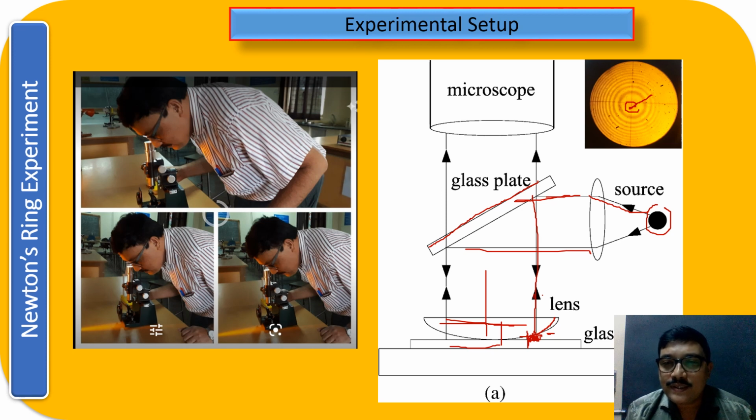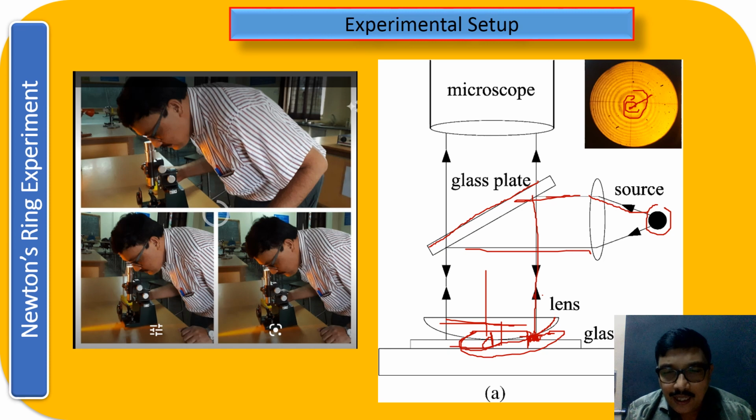Now the question is, why are you getting circular rings only? Why is it circular? Because this is the point of contact. Around the point of contact there is air which is symmetrical, right? Since the locus of all points around the point of contact is symmetrical, you get circular rings, correct?